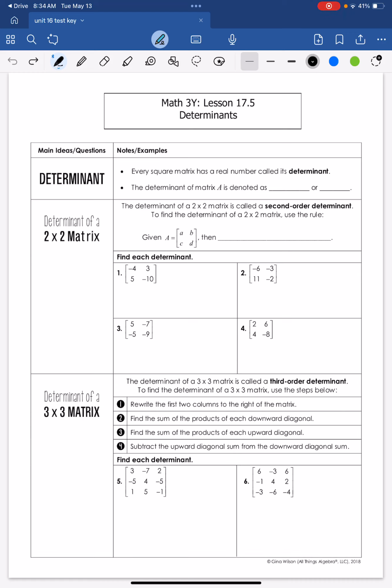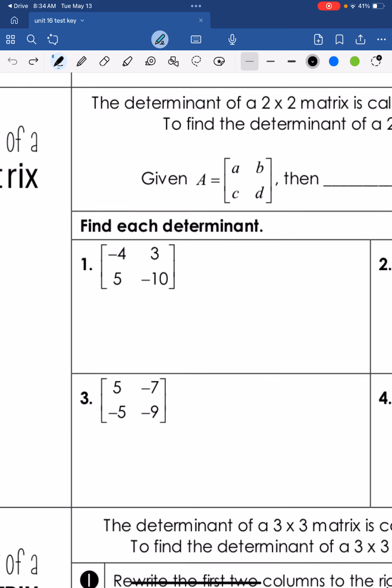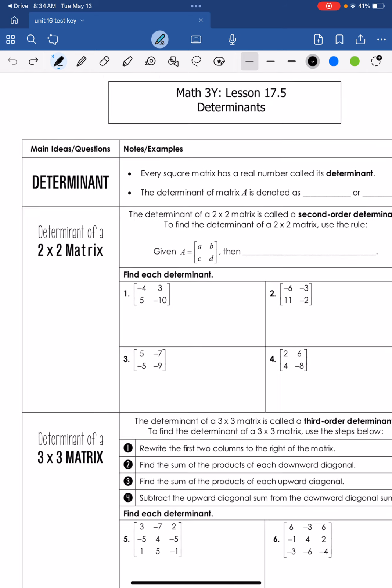What's up? 17.5 notes. Determinants. So still dealing with our matrices, but now we're going to talk about something that's called a determinant.